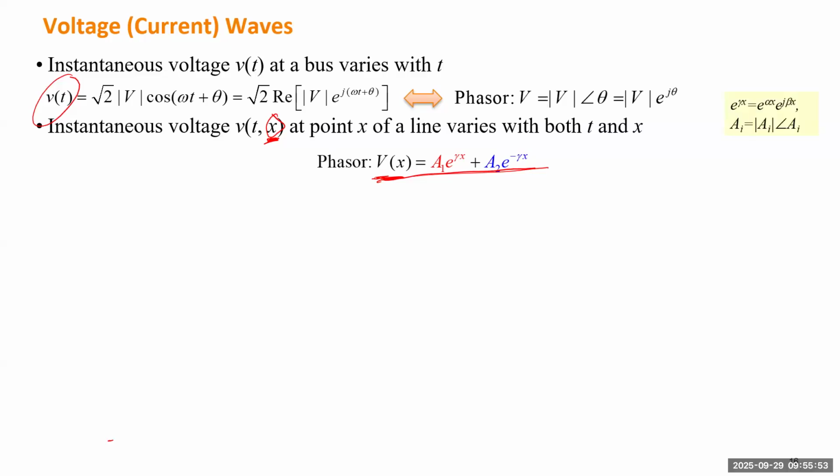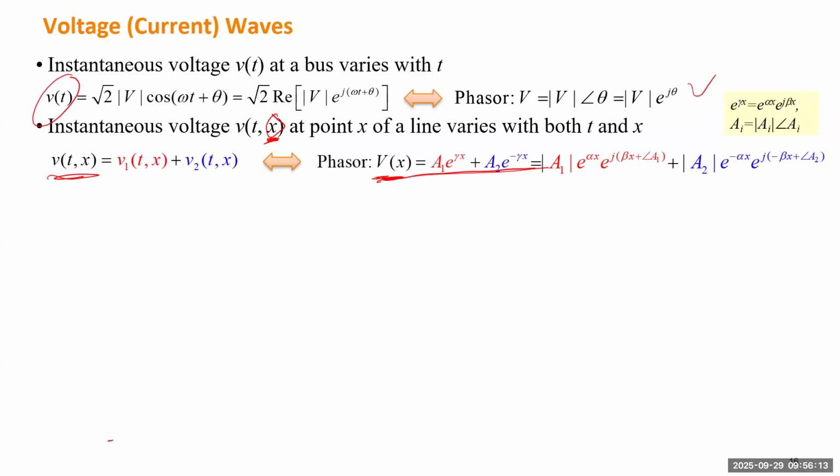So you can imagine we'll have something like this one, right? In order to get the formula for the instantaneous voltage along the line, we have to understand what happened in this transformation. So first we need to make sure the phasor can be represented in this form, with an absolute value and also the angle. So we need to figure out the angle for this expression.